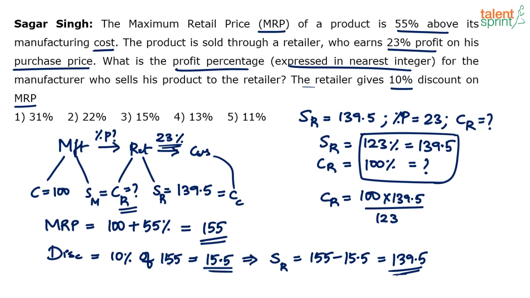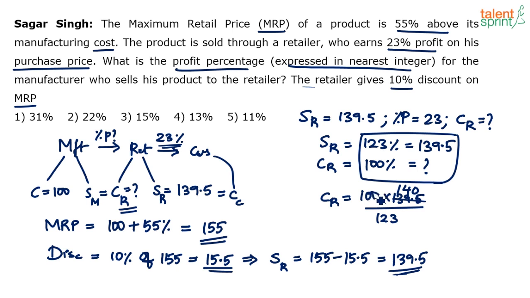What do we do? Let's say 139.5 is approximately 140. Then what happens? Approximately 140. So 100 into 140 by 123. Try to do the calculation now. Is there any common factor? No. Yeah, so do an approximate calculation, we'll figure out.